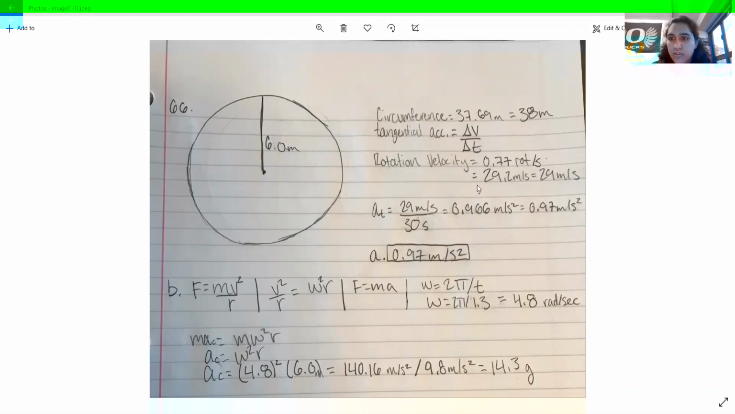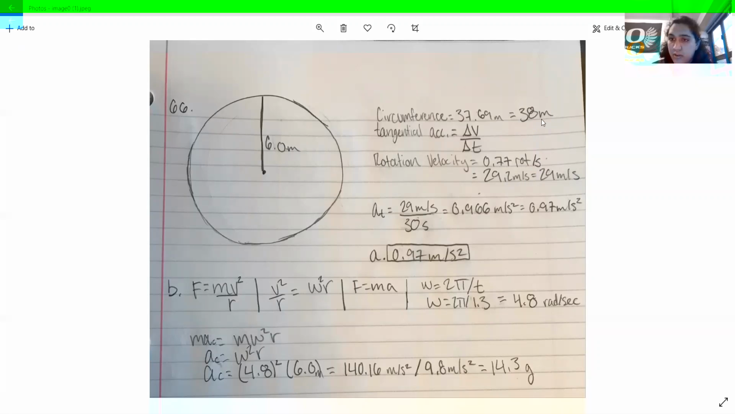So first, you just use your 2 pi r, which gets you your circumference of 38 meters. And the reason we need the 38 meters is so that we can convert the one rotation per 1.3 seconds into just 1 second, which can get us the 0.77 rotations per second.